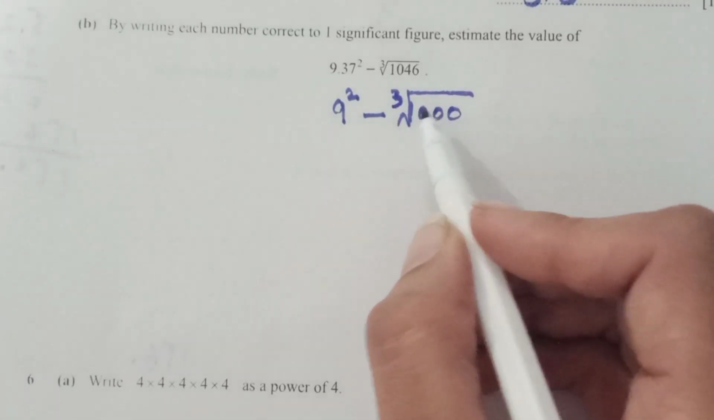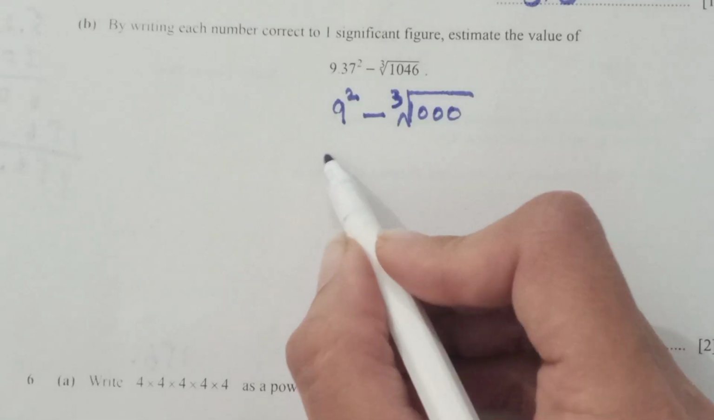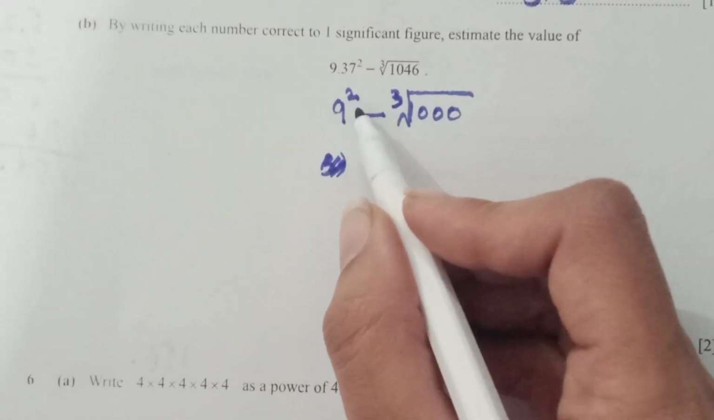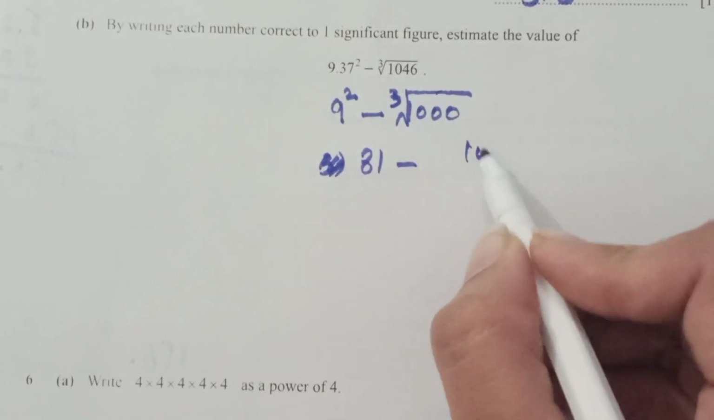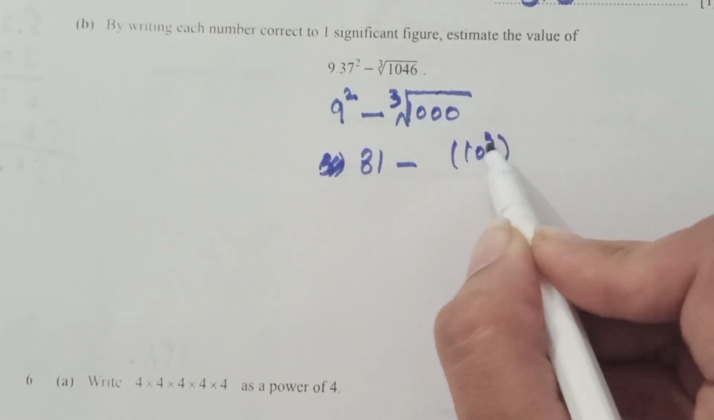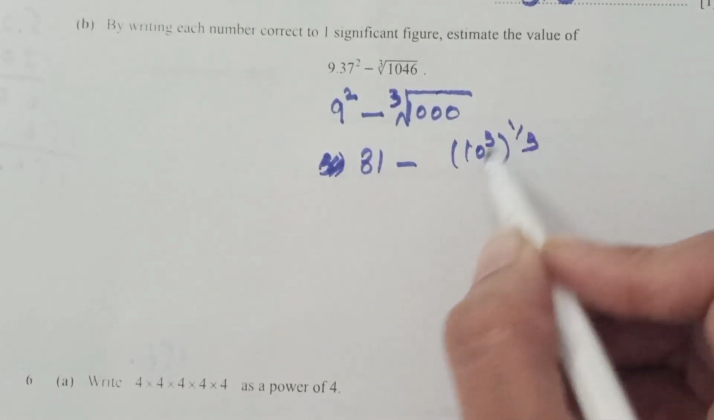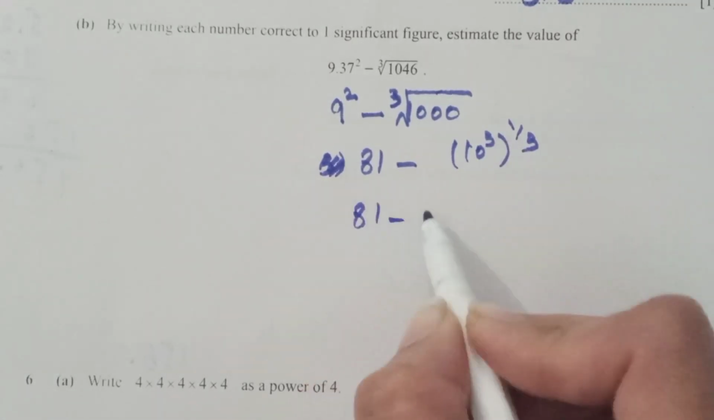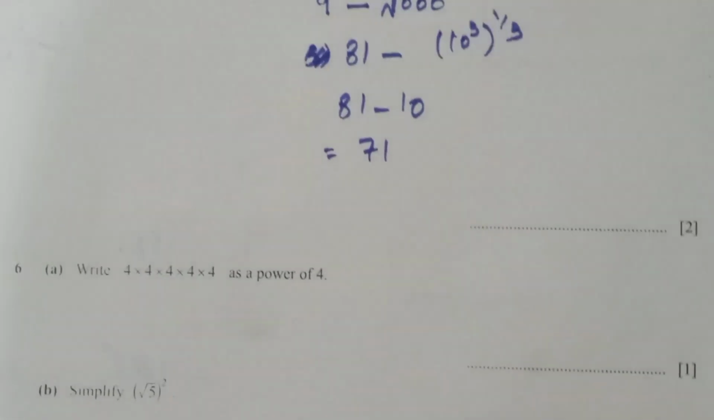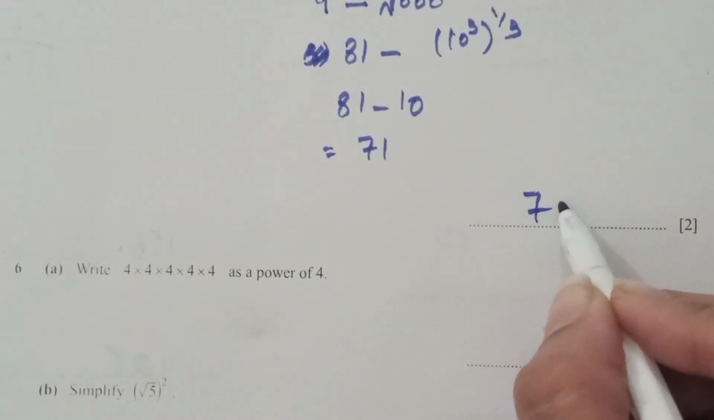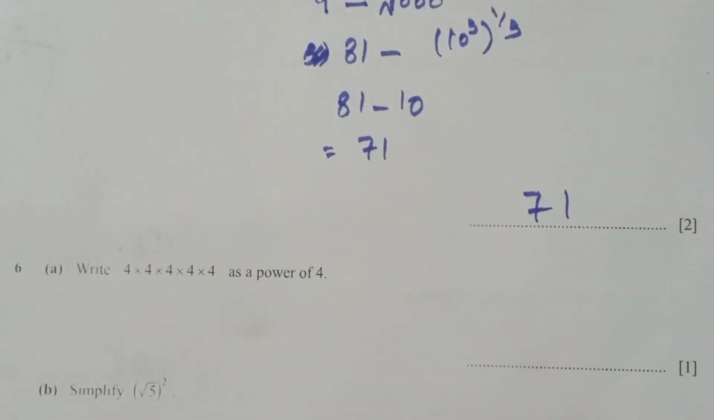And 10 raised to the power 3, cube root. Now we take the square of 9, we get 81, and that is 10 raised to the power 3, 1 by 3. That power cancels out, 81 minus 10, and we get the answer 71. And that is the answer of B part, question number 5. Now students, question number 5 is solved.